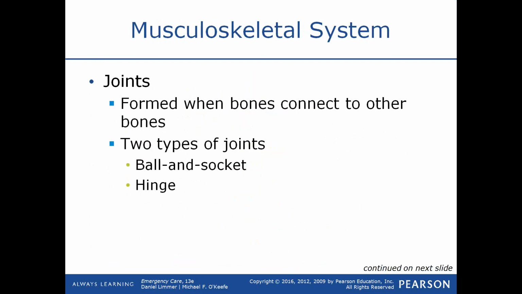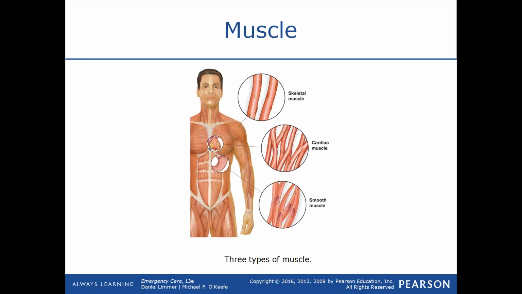Now, joints are formed when bones connect to one another, and there are basically two types of joints: ball and socket, which is what we see in the shoulder and in the hip, and then hinge joints, which is what we see in the fingers.